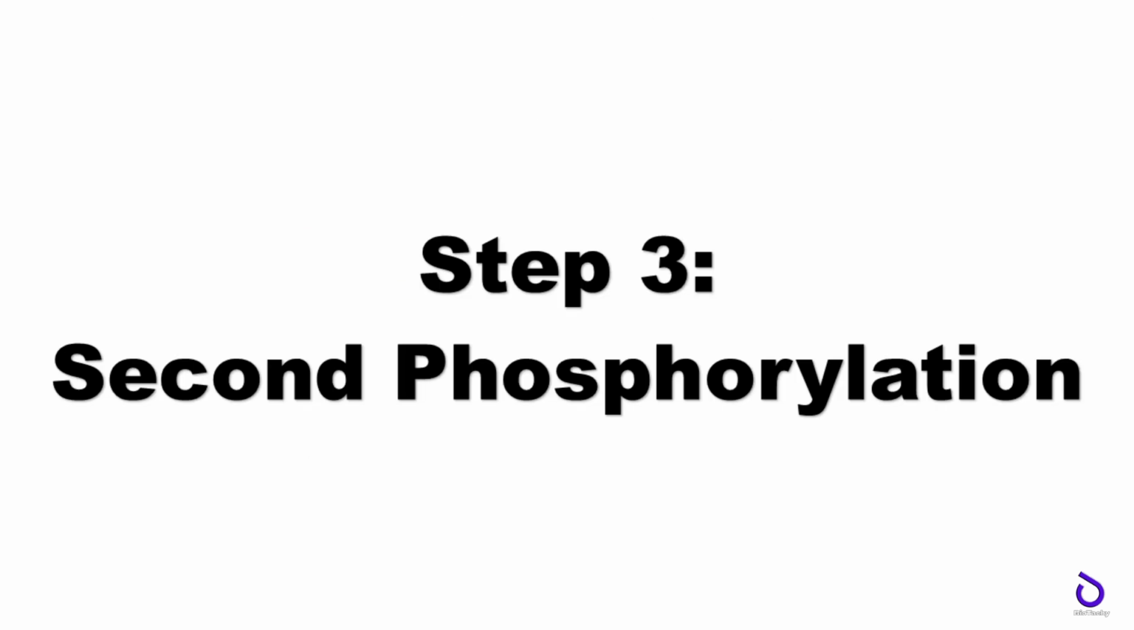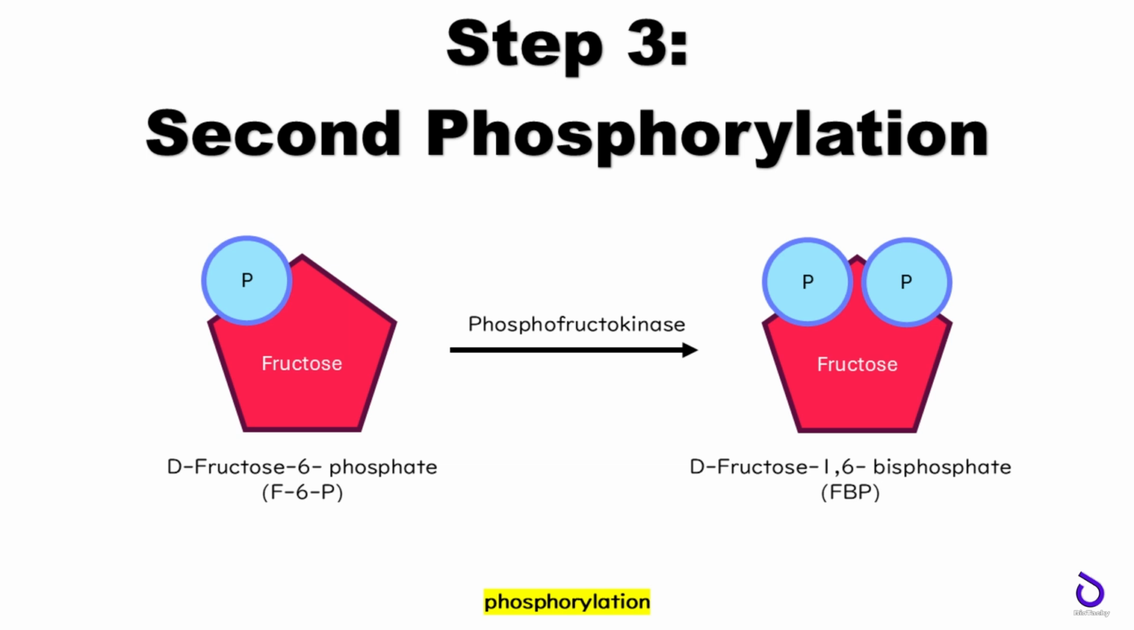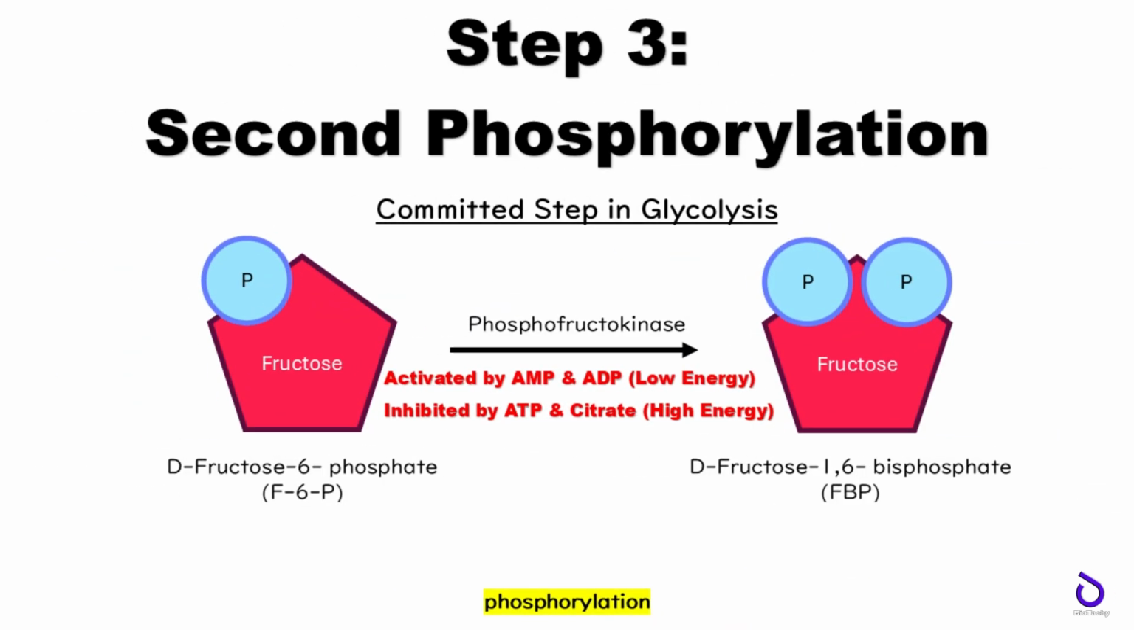Step 3, second phosphorylation. Fructose 6-phosphate undergoes phosphorylation and is converted into fructose 1,6-bisphosphate, catalyzed by enzyme phosphofructokinase. This step requires ATP and Mg2+ ion. Step 3 is also known as the committed step in glycolysis. This is because once fructose 1,6-bisphosphate is formed, glycolysis must proceed.